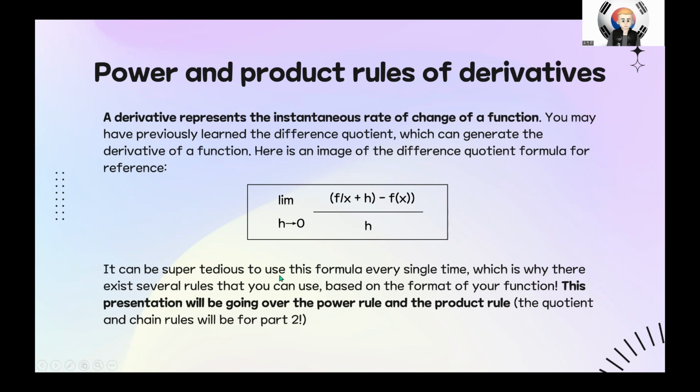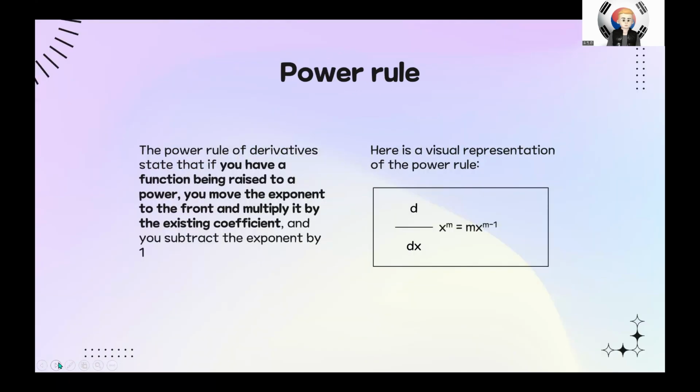It can be super tedious to use this formula every single time, which is why there exist several rules that you can use, based on the format of your function. This presentation will be going over the power rule and the product rule. The quotient and chain rules will be for part 2. The power rule of derivatives states that if you have a function being raised to a power, you move the exponent to the front and multiply by the existing coefficient, and you subtract 1 from the exponent.